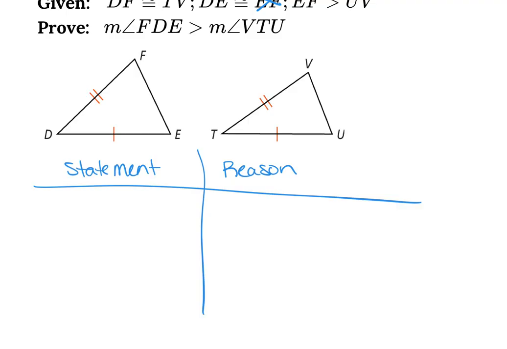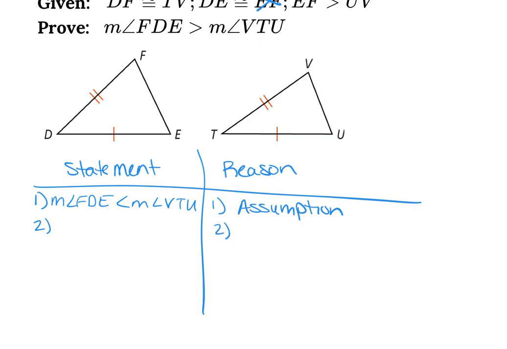Okay, so we're going to prove the opposite. We're going to start with the opposite of what we're trying to prove. So we're going to start with the measure of angle FDE is less than the measure of angle VTU. And we're going to do that through an assumption. Okay, it could be less than or equal.